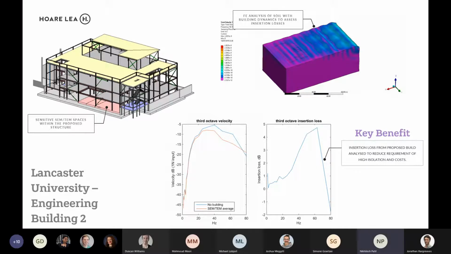And once we've done that, we get some insertion loss for the structure that we thought was appropriate for this lab. And the benefit in doing this is that it reduces your external or additional isolation costs. So if you can get something out of the structure itself by modifying the geometry or the structural form, then you don't have to worry too much about having additional isolation or imposing very onerous requirements on the external isolation. So yeah, that was one case study for science and research.